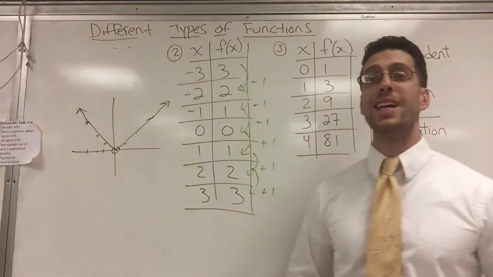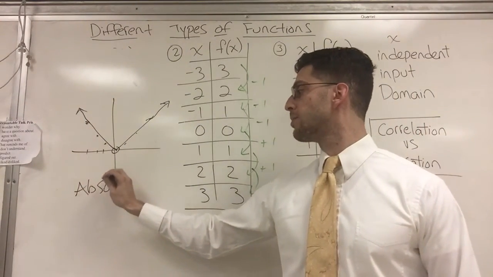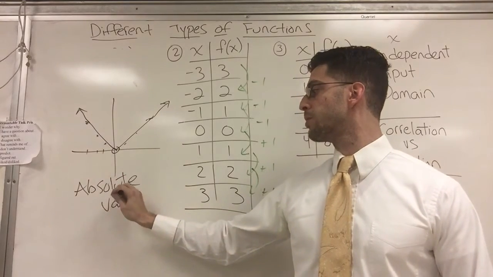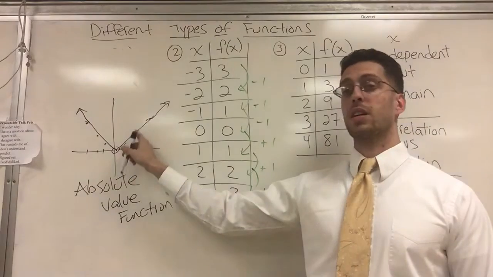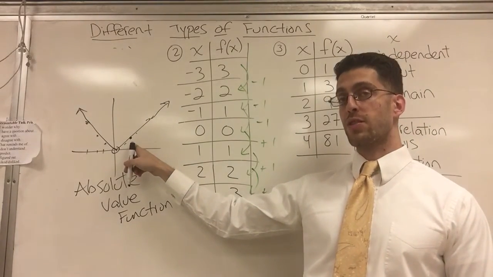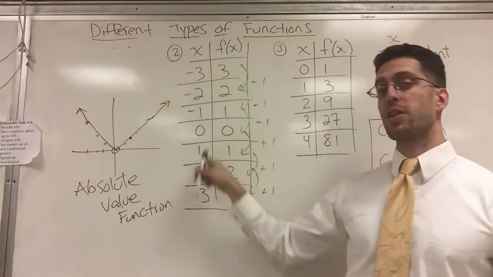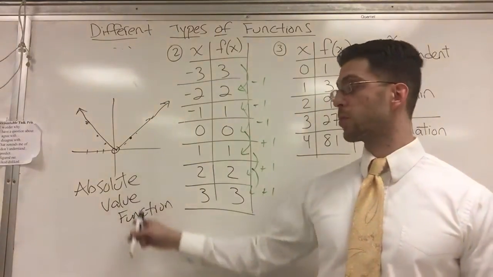And this is your second function called an absolute value function. Notice I'm allowed to connect the dots because I'm allowed to assume that there are fractions in between. Just because I didn't put the fractions here, it goes on forever, fractions in between, okay? This is my absolute value function.